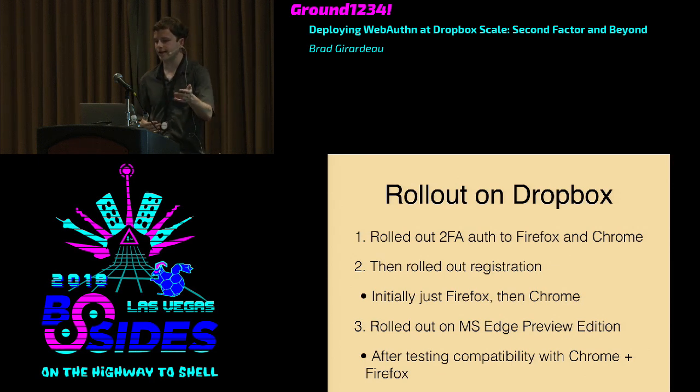So typically you'll roll out your authentication piece first, test it with some internal registrations, things like that, and then when you're feeling solid, go ahead and roll that out. In this case, Dropbox rolled out to Firefox, and later Chrome when WebAuthn was stable in Chrome as well. Most recently, as I mentioned, Microsoft Edge Preview Edition is ready to go.